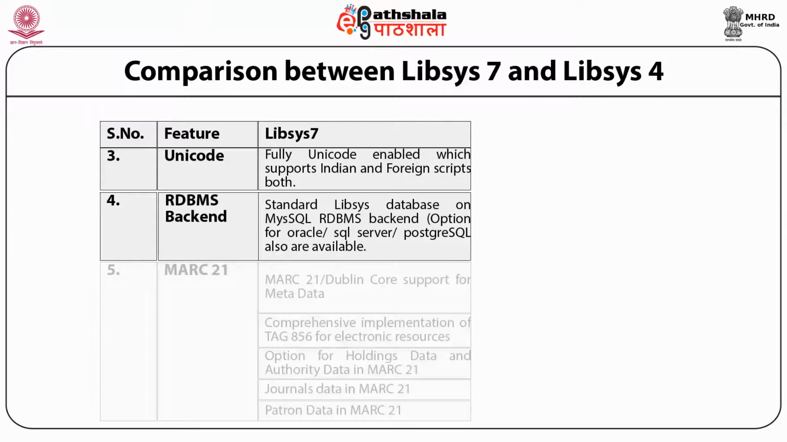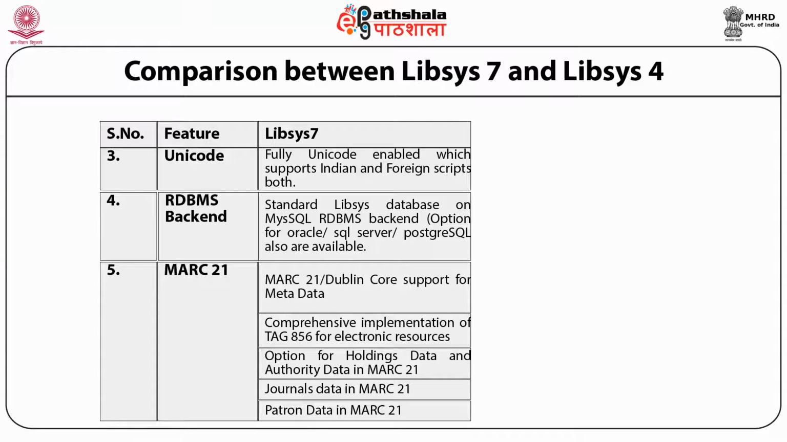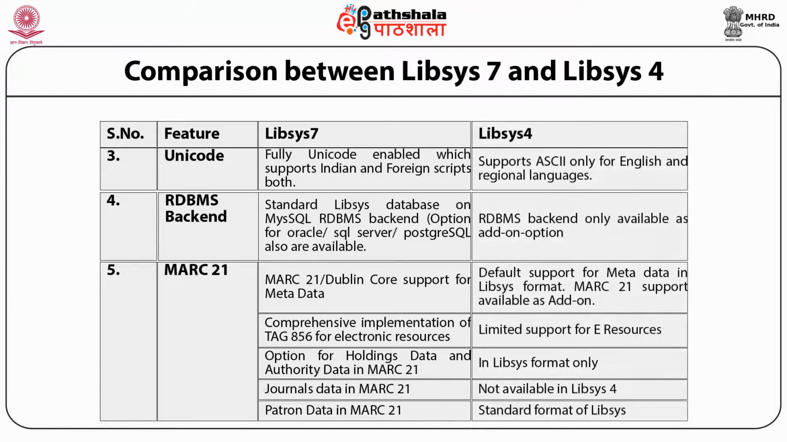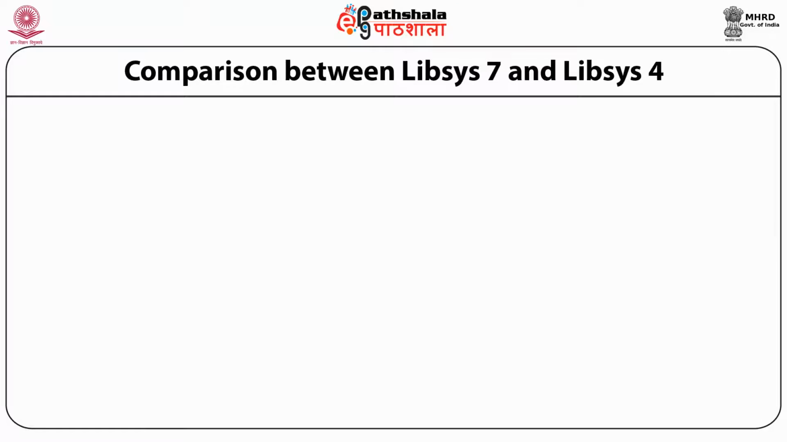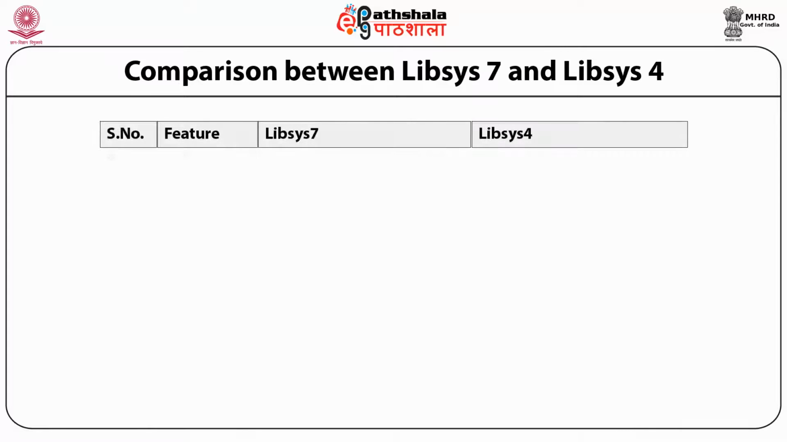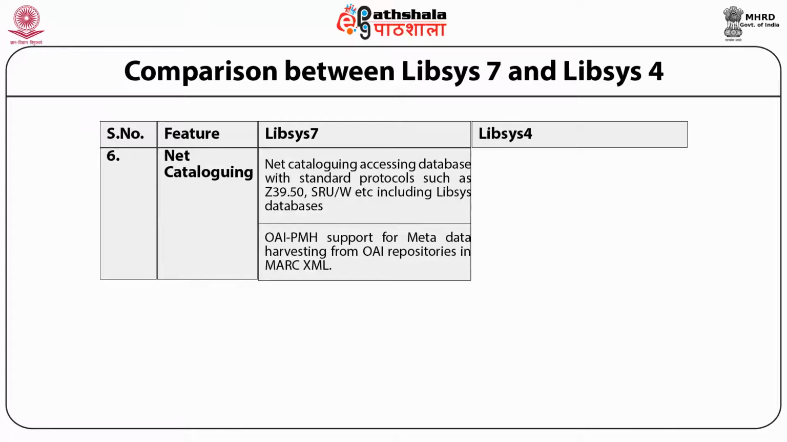It also supports MARC 21 and Dublin Core for metadata. It implements tag 856 for electronic resources. It also has the option for holding holdings data and authority data, journal data, and patron data in MARC 21, which was not available in Libsys 4. Further comparing, Libsys 7 provides net cataloging and accessioning database with standard protocols such as Z39.50 and SRU, including Libsys databases.